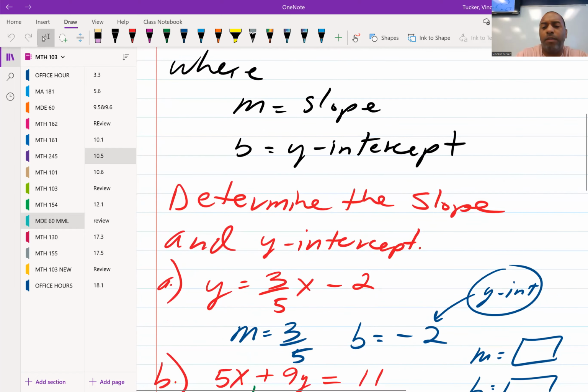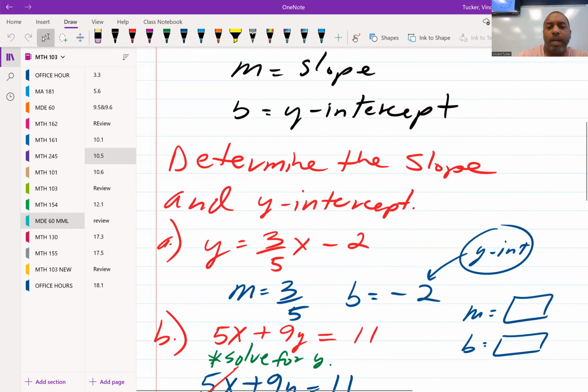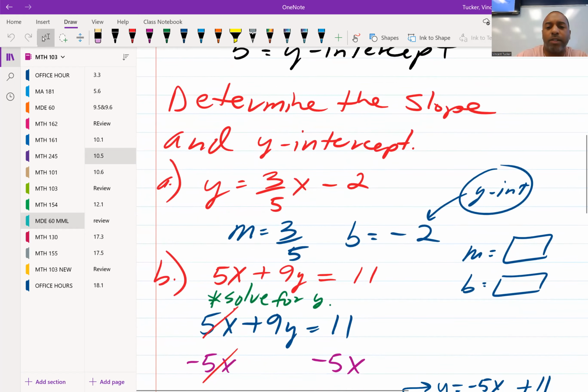So they could give you an exercise like this, where they ask you to determine the slope and the y-intercept. For A, they give us y equal to 3/5 x minus 2. And I believe we talked about this last class. What's sitting in front of x is your slope, and the other number is your y-intercept. If they say determine slope and y-intercept, that's all they ask you to do.